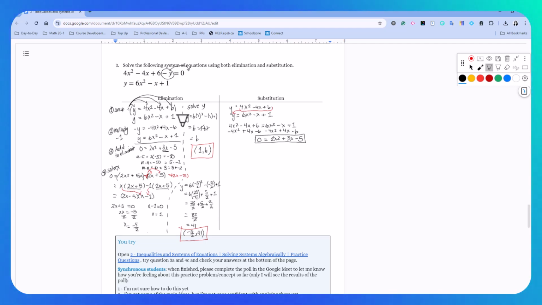the same equation that we got over here. So after this point in substitution, we are just going to go through the same steps that we did to find those two solutions over here. So we don't have to go through all that. They are the same steps as for elimination.